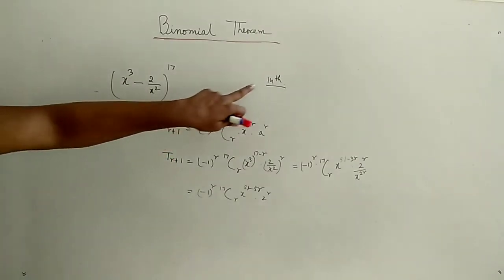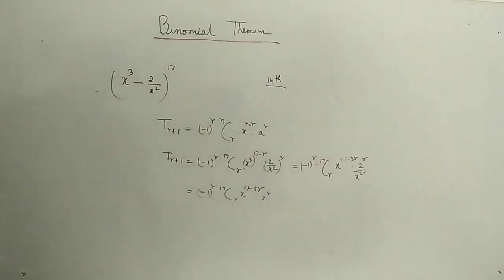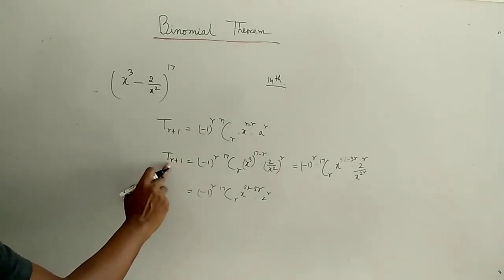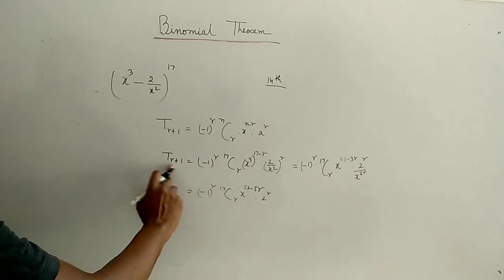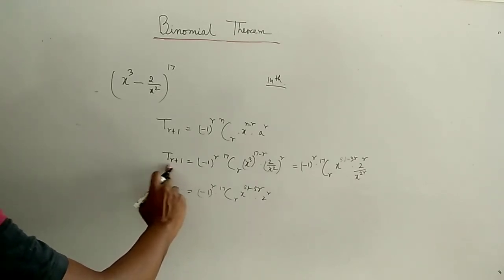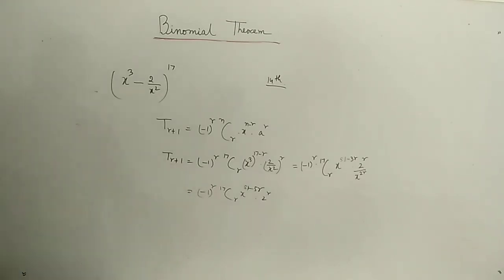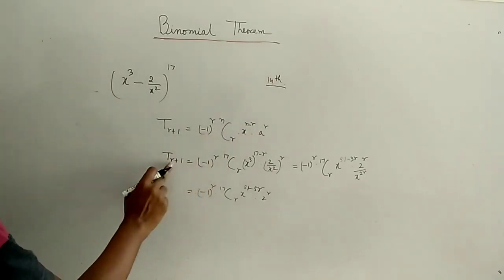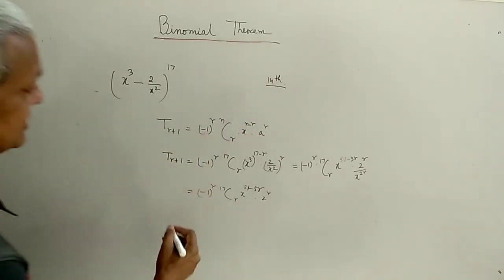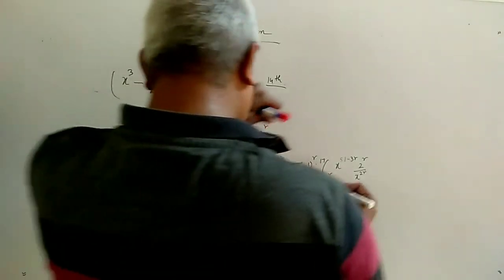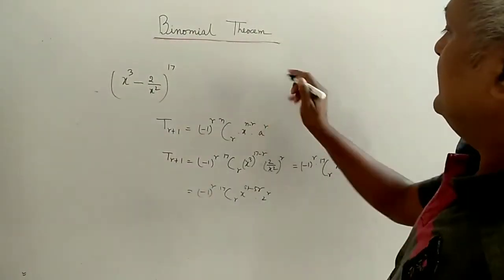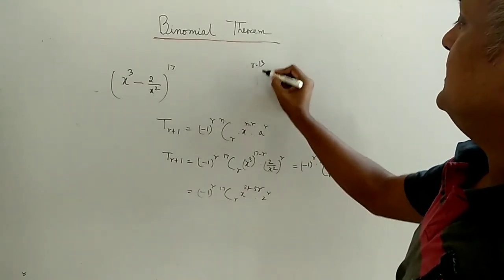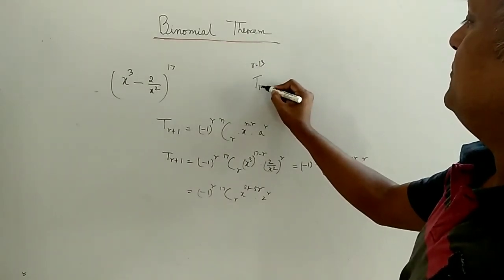Suppose you are interested in finding the 14th term, then you write r as 13, because the general term has the subscript, or sub indices, you can say, of r plus 1. So I have to make it 14 to find the 14th term. So I'll take r as 13. So r is 13, and this term will become 14.